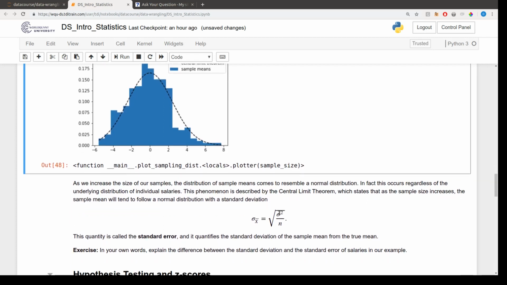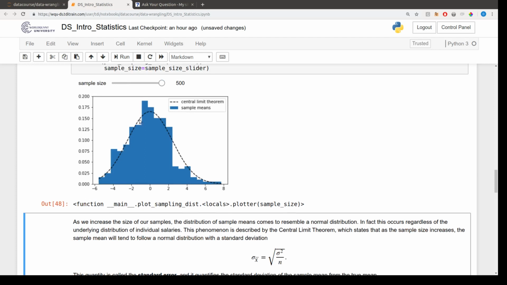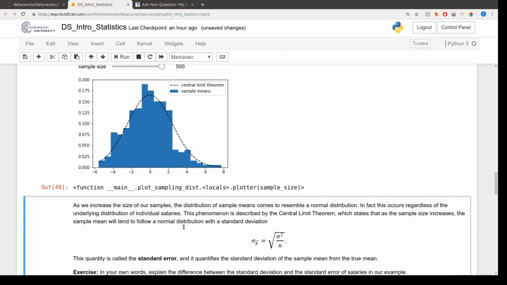So, to bring in some formal mathematical notation, the central limit theorem tells us that as the sample size increases, the sample mean tends to follow a normal distribution. That's this bell-shaped curve, the normal distribution. You've probably seen this before. So the central limit theorem tells us that the sample mean itself is distributed following a normal distribution with this standard deviation.